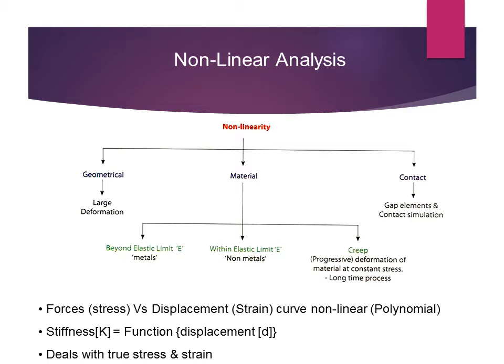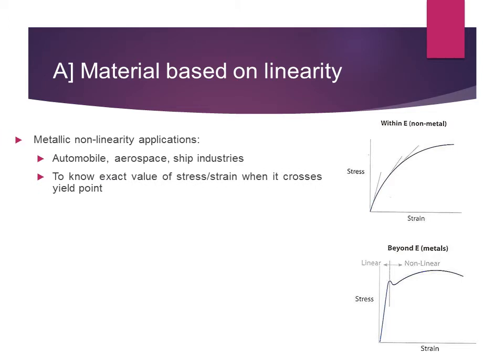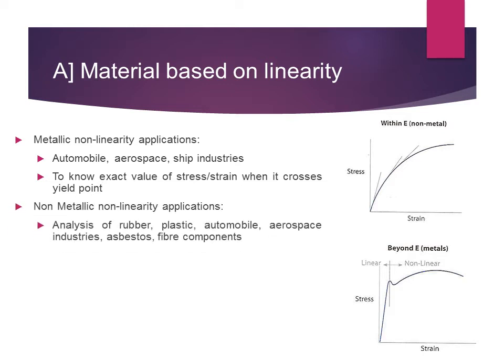And we have to consider one equilibrium equation, that is, stiffness K is a function of the displacement, and this non-linear analysis deals with stress and strain. Material based non-linearity we are going to see here. Metallic non-linearity applications: automobile, aerospace, ship industry, and this type of non-linear analysis we have to do to know the exact value of stress or strain when it crosses the yield point.